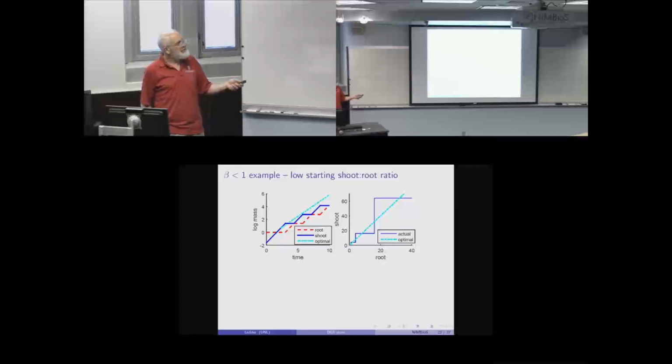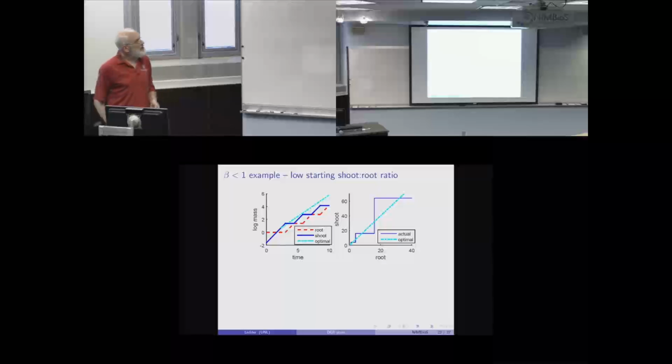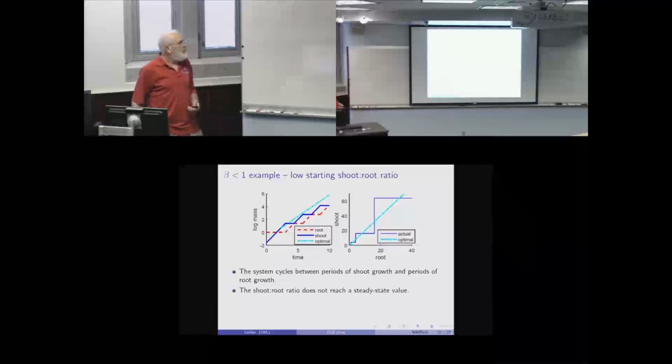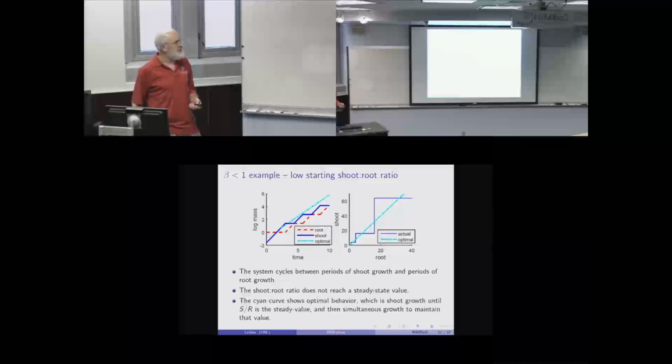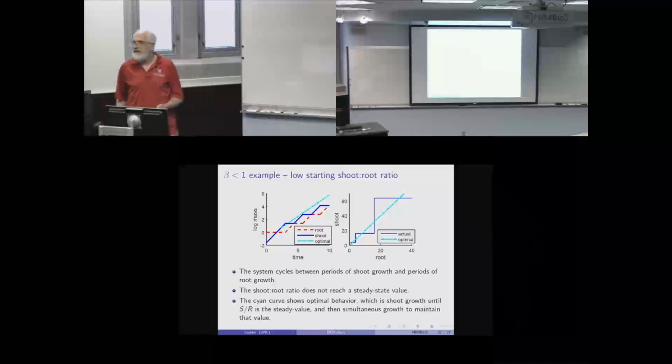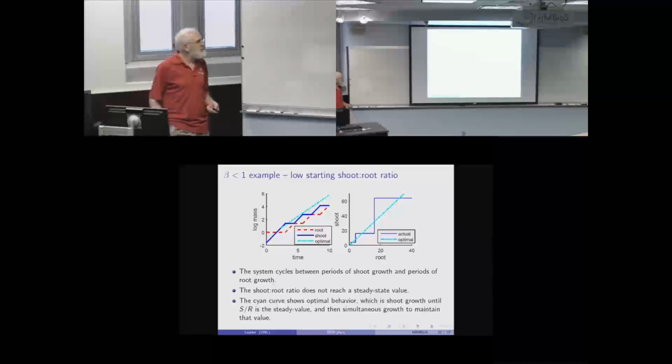Meanwhile, if you were following an optimal strategy, both would continue to grow. And so you would clearly do better if you chose a balanced strategy rather than this back and forth, this bang-bang strategy between one dominating and the other dominating. So the shoot-root ratio never reaches a steady state value. The cyan curve shows the optimal behavior in which you would reach a steady state value and then maintain it. This doesn't seem to happen in nature, at least not in any trees that my biologist colleagues have seen.